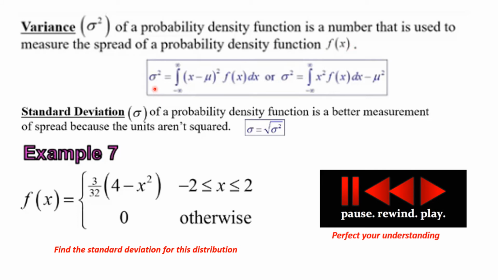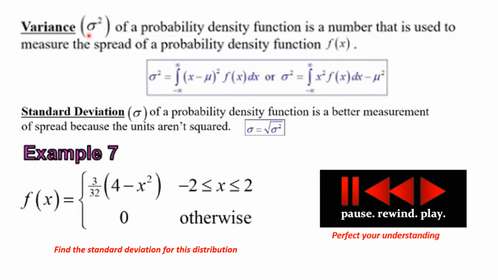So sigma squared is equal to the improper integral from minus infinity to infinity of (x minus mu) whole squared, that's the distance from the mean, times f of x dx. Or, and this is another form, sigma squared could also be the improper integral from minus infinity to infinity of x squared f of x dx, all of this minus mu squared. There are two formulas for this, and we'll look back on that in a minute.